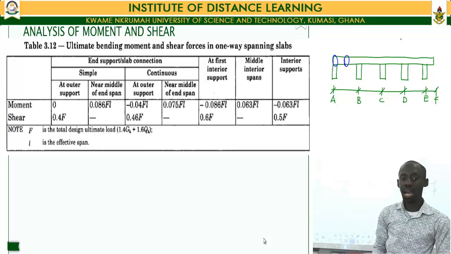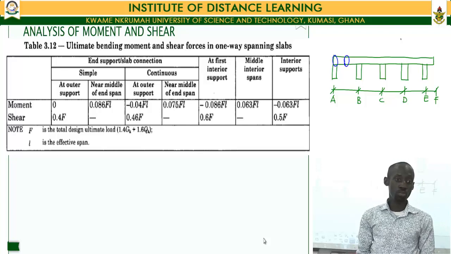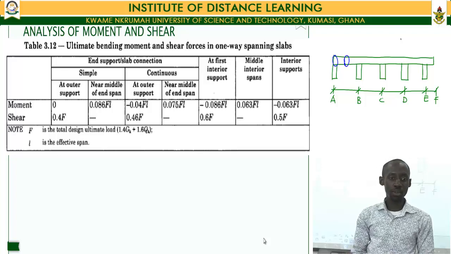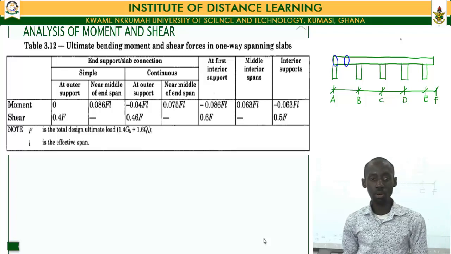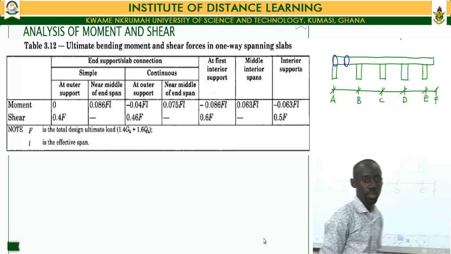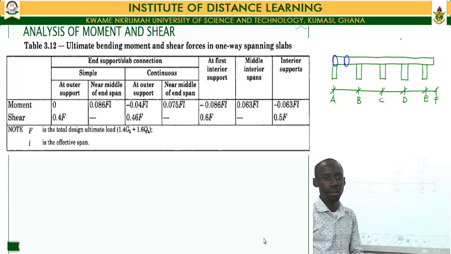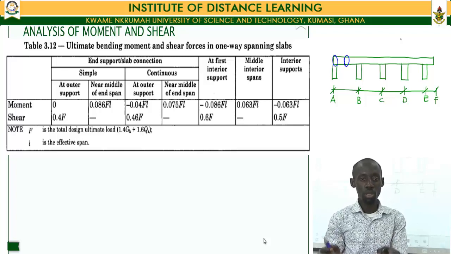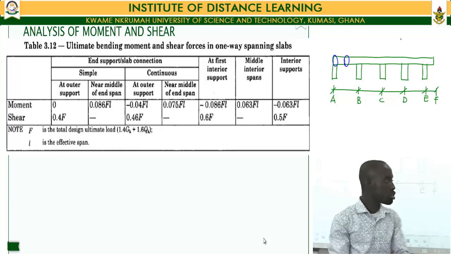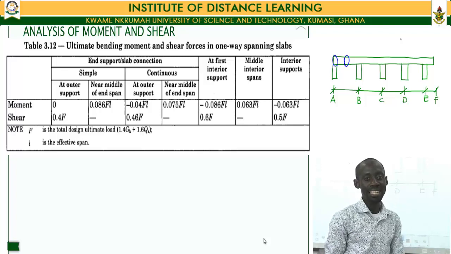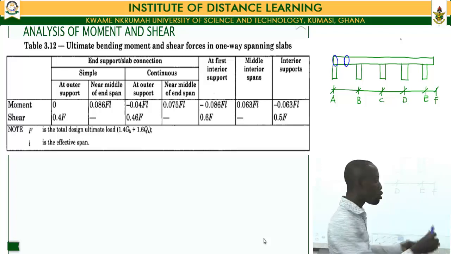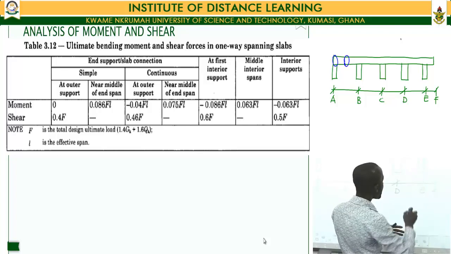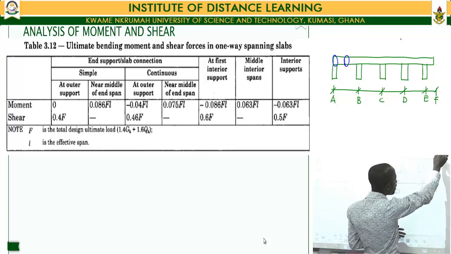And at that point, you are being told that our moment value there is equal to 0.86 multiplied by FL, where F is our total design load and L is the effective span of the panel. Now, if we consider our end support, if we consider the continuous column, it says that at the outer support, our moment is equal to 0.04 FL. Why? Because at that point, my slab continues over.